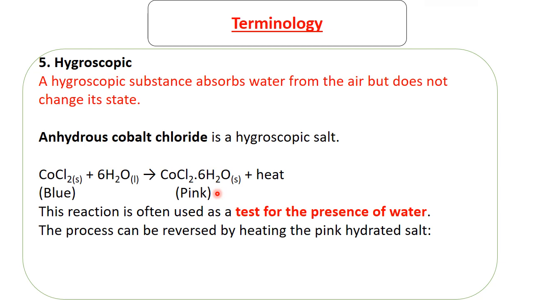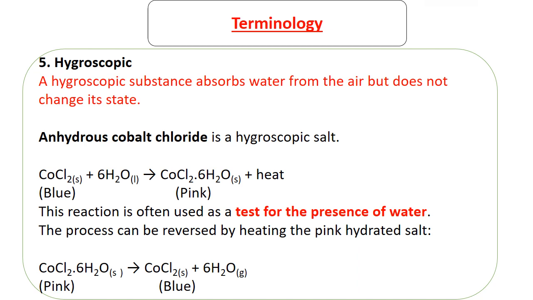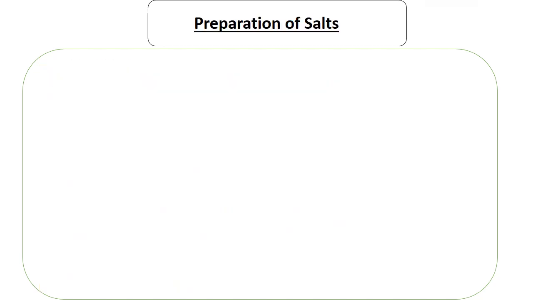This process can also be reversed by heating the pink hydrated salt. So if you heat this pink hydrated salt, it's going to give you these two. This is similar to what happens when you have a hydrated salt: it becomes unhydrated, and unhydrated becomes hydrated. So this shouldn't be something new. This is the reverse process. Hydrated copper chloride becomes copper chloride and water, and pink becomes blue.